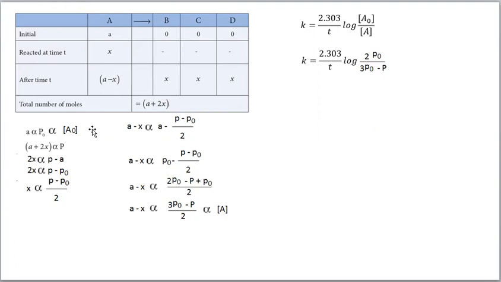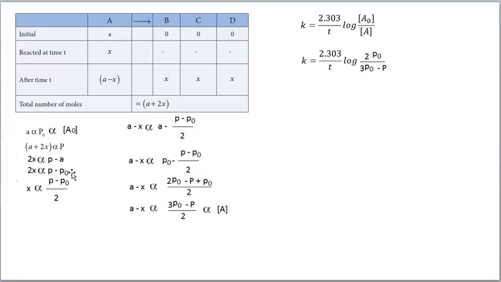Then in the question they give the initial pressure as P0. Initially, only a0 moles of A is present, no other terms. So the initial concentration of A, a0, is directly proportional to P0. Then the final pressure is P, as given in the question. That means a plus 2X is directly proportional to P. So from this we can write that 2X is directly proportional to P minus a.